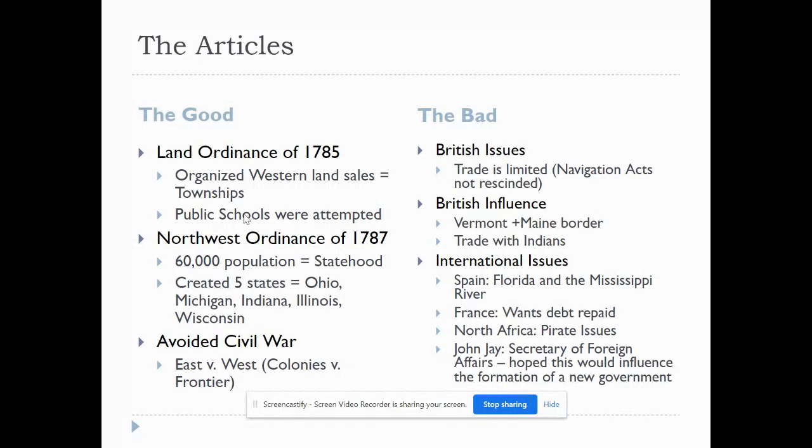So they organize the land that the government has. And of course, they try and also put into place where public schools are attempted in those areas. They basically say once the land is sold, part of these land sales had to be set aside for the establishment of schooling, which is why you have random placement of universities and colleges all throughout the region.